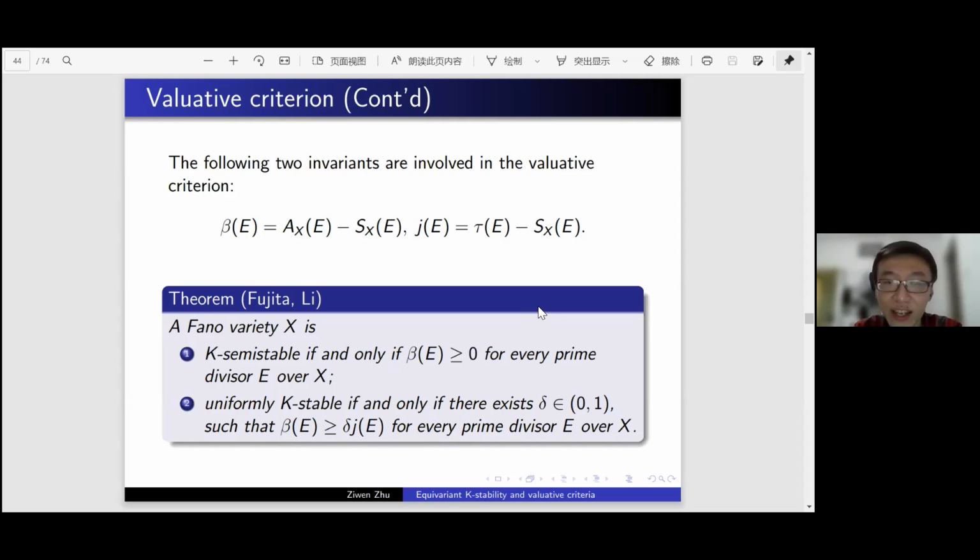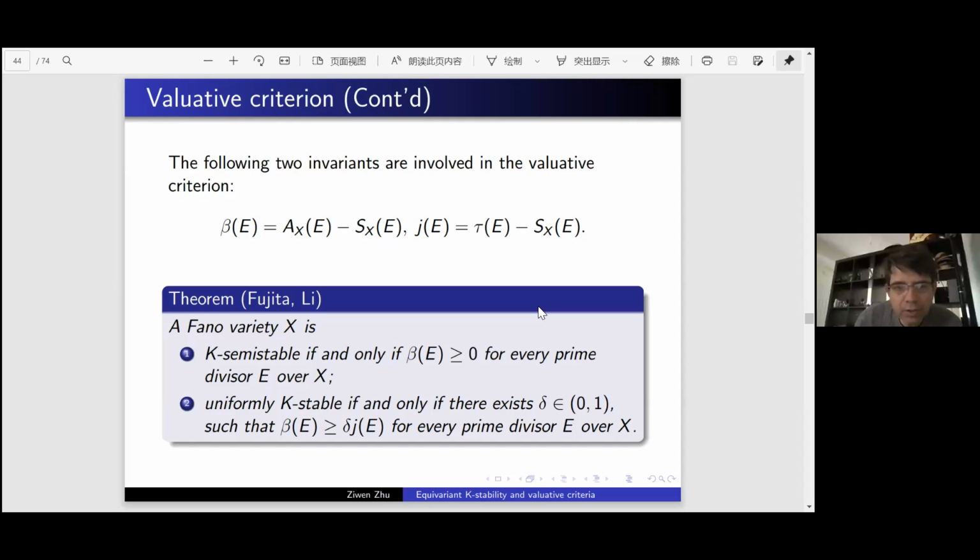And this theorem is quite influential, because after the valuative criterion was developed, I think the algebraic side progress of K-stability actually moved quite fast. A lot of theory has been developed after this valuative criterion in the last couple of years.